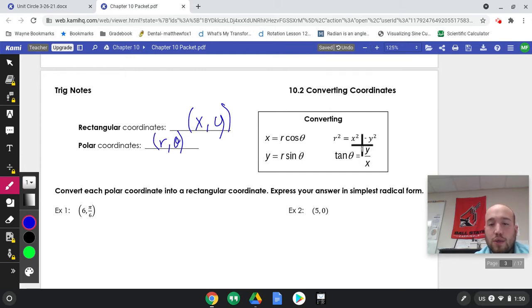So if we are given something in rectangular coordinates, an x and a y, we can plug it into these ones on the right to find what our theta is and what our r is. If we're given an r and a theta, we can plug it into these problems on the left, and we'll be able to find what our x and our y are.